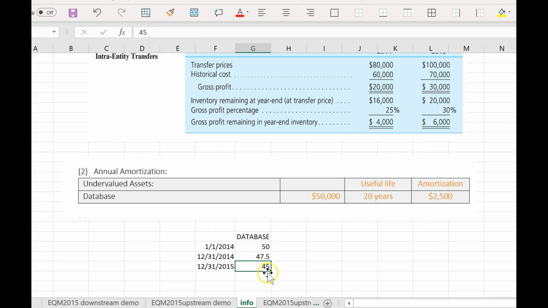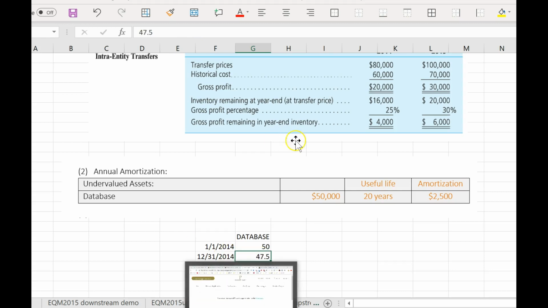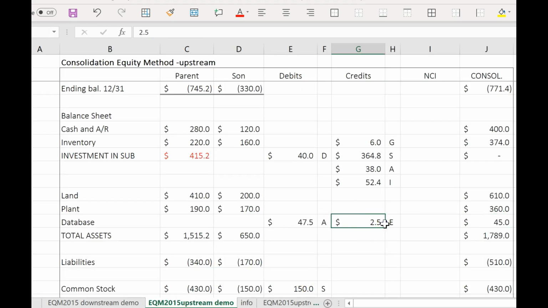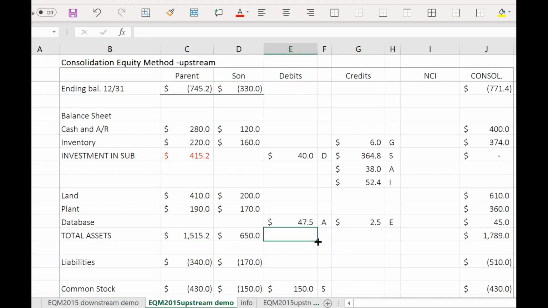So this 45 should be reported on the consolidated balance sheet as the value of the database, right? If you look at this, it is exactly 45. And this 45 is achieved by the A entry, which is amortizing up to the beginning of the year, 47.5, and the other 2.5 is achieved by the E entry. So when you combine A and E, it would be the correct consolidated database number. So this should connect the dots for you for chapters 3 and 4.